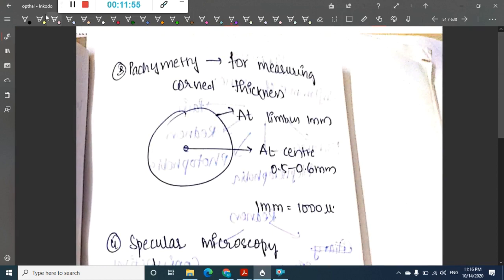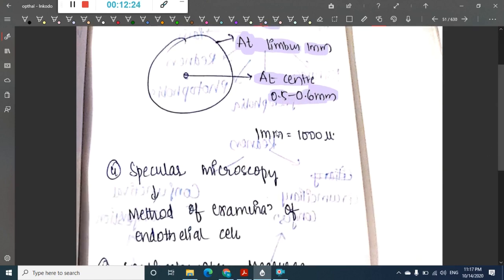We have something called pachymetry. Why is pachymetry used? It is used mainly for measuring the corneal thickness. The corneal thickness at the limbus is 1 millimeter. At the center, the corneal thickness is 0.5 to 0.6 millimeters.